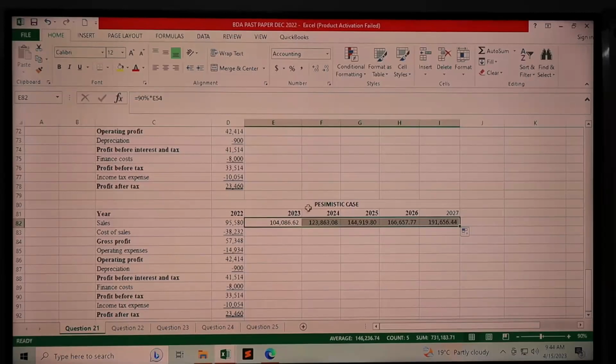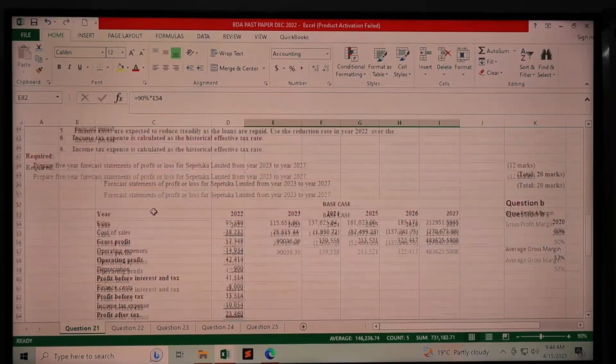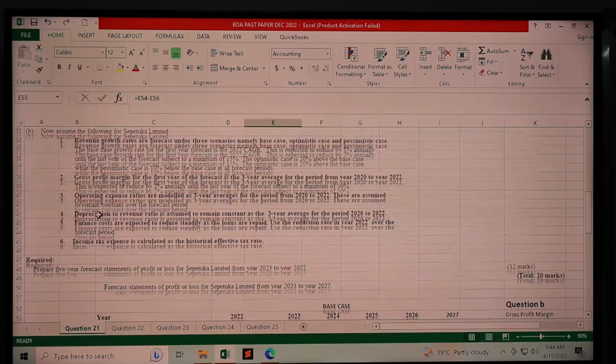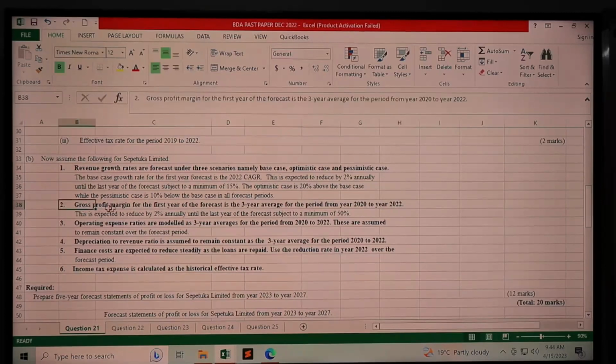And now you go computing each and every item across as you compute this. Now, in our question here, the next argument was the gross profit margin for the years of the forecast, which is the 3 years average for the period from 2020 to the year 2022.